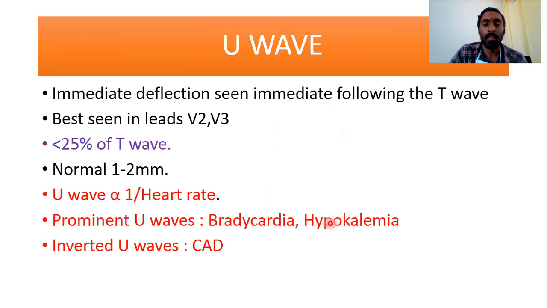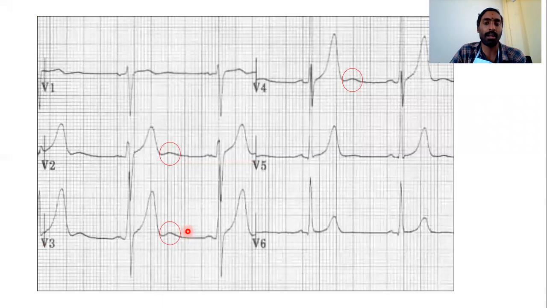Following T wave, sometimes you may get a U wave. That is either because of mid-myocardial cell activation or Purkinje cell repolarization. Best seen in leads V2, V3, normally it is less than 25% of the T wave, and it is inversely going to correlate with the heart rate. So whenever you have bradycardia, you can see prominent U waves, or whenever there is electrolyte imbalance, you can see U waves. And inverted U waves are very, very dangerous and represent CAD or coronary artery disease.